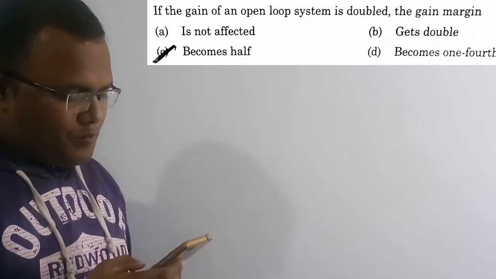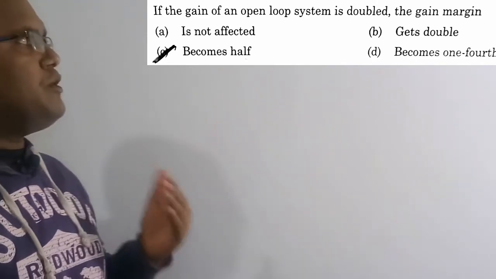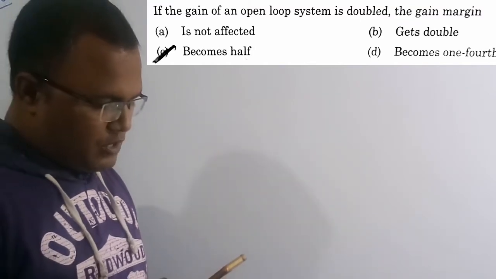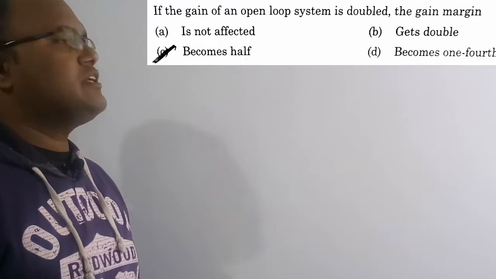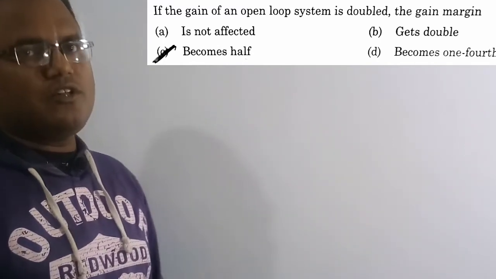If the gain of an open loop system is doubled, the gain margin will. Suppose the gain of an open loop system is doubled, then what is the value of the gain margin? Out of these four options, option C, it becomes half. Half is the correct solution of this question. So option C is the correct solution of this question. So let's solve this numerical.